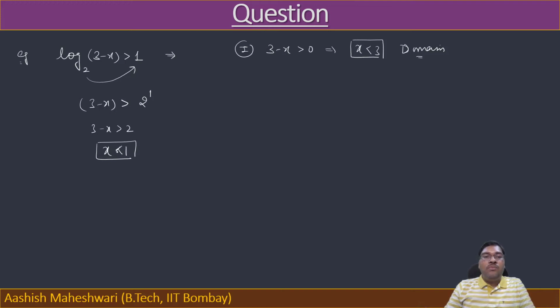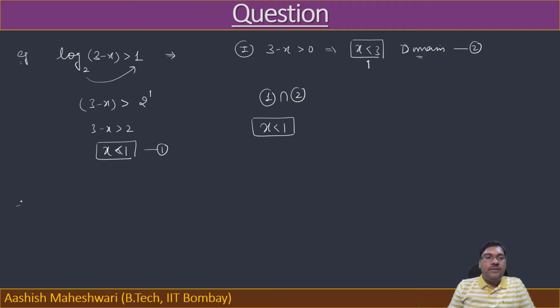So now what is the final answer? Here the domain is x less than 3 and the solution is x less than 1. So we will take the intersection of the first and second. What is the intersection? We will say x is less than 1. That is the solution of this inequality. You have to keep this point in mind also, because otherwise those values which are out of domain will not be acceptable. That is why we have to put the condition of domain also, right?